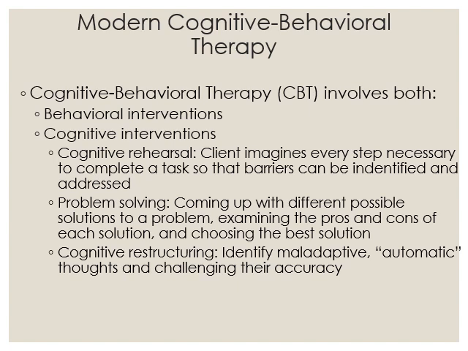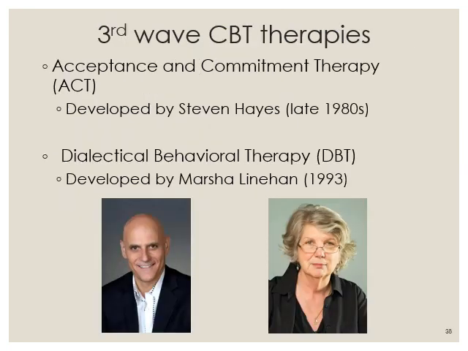Problem solving, so that means coming up with different possible solutions to a problem, pros and cons to any solutions, and then choosing the best solution. So a lot of examining the pros and cons of acting or thinking or feeling different ways in CBT. And cognitive restructuring, where we identify maladaptive or automatic thoughts and challenge their accuracy, which you can see the roots of rational emotive therapy in cognitive restructuring.